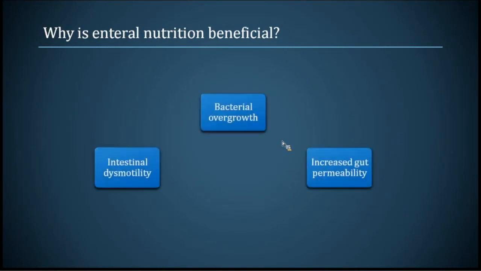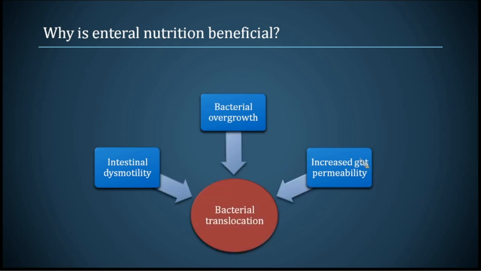Why does this work? Well, in pancreatitis, there is some intestinal dysmotility, partly from all of the abdominal inflammation, and the narcotics they may receive. There is some bacterial overgrowth component to this. And then, of course, with all of that inflammation, you eventually lead to increased gut permeability. All of these things lead to bacterial translocation. So you take the bacteria from the bowel and translocate it into areas of pancreatic necrosis or areas of severe pancreatic inflammation.